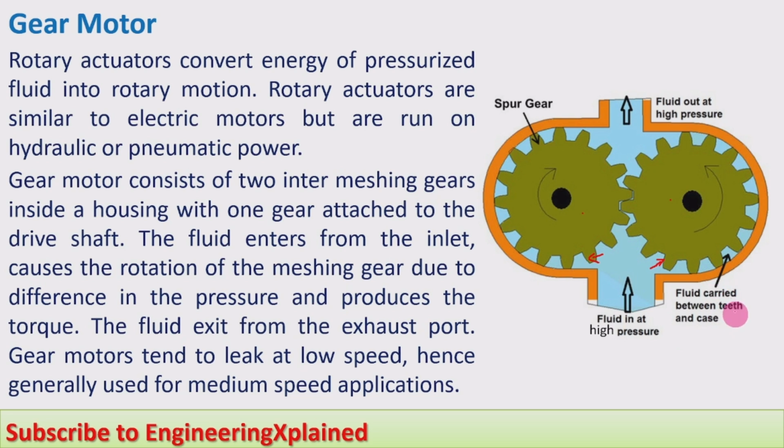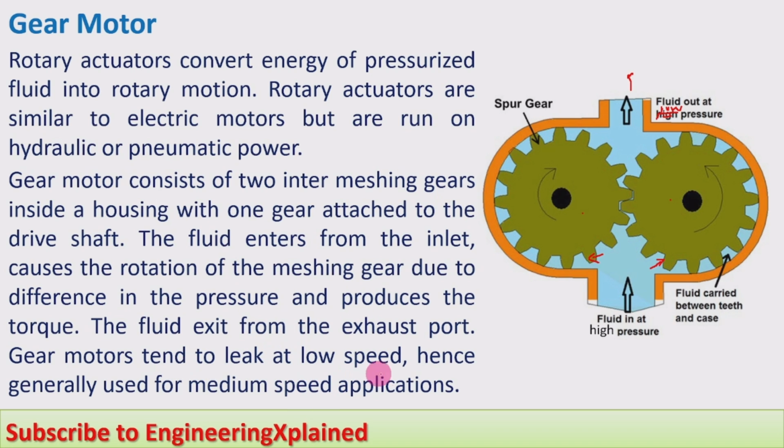Here the fluid will be carried between the teeth during the rotation under pressure, and spur gears are used for these gear motors. The fluid comes out at a low pressure, because there the pressure energy is converted into mechanical rotary power. Low pressure fluid goes out from the actuator. Then the fluid exits from the exhaust port.